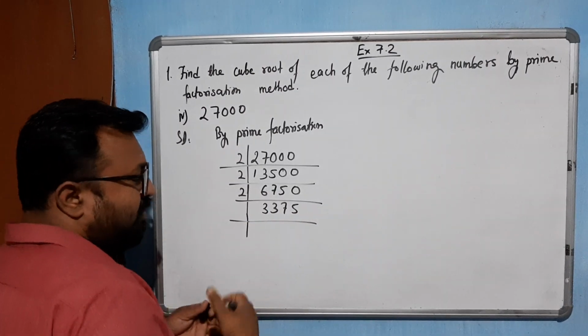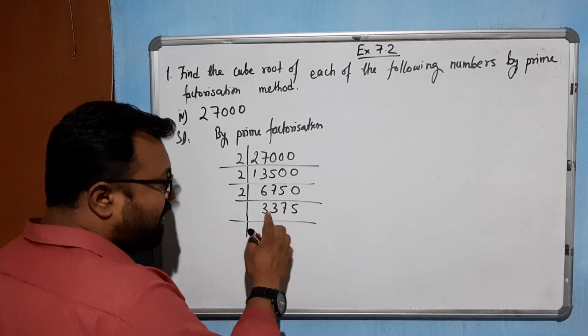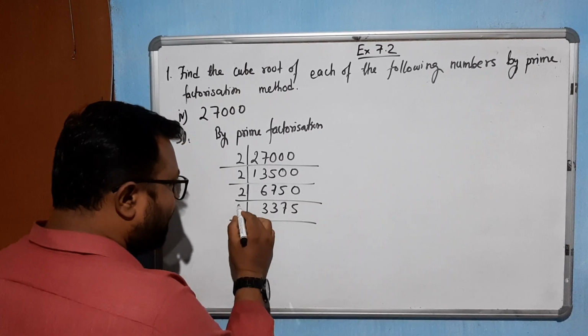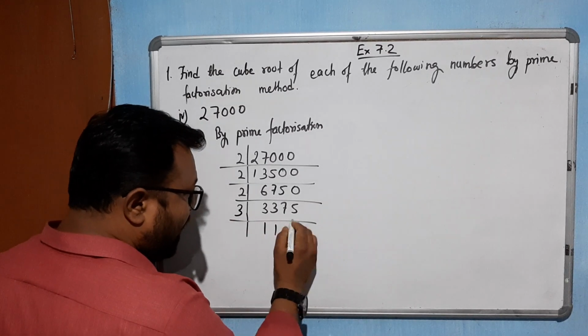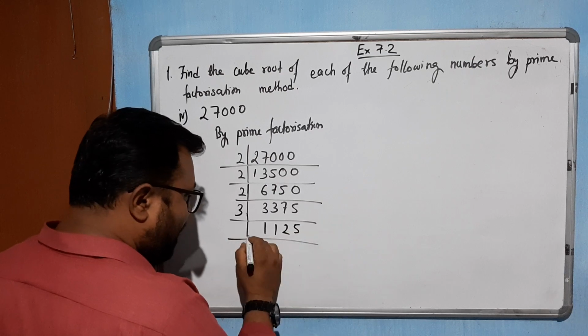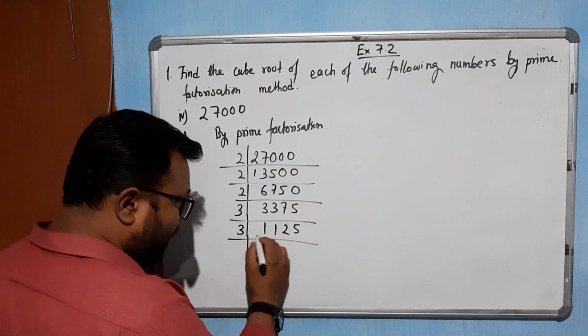Now we will go for the next prime number, 3. Let's check whether it is divisible by 3 or not. 7 plus 3 is 10, 15, 6, 7, 18. 18 is the multiple of 3, so it is possible. 3 1 is 3, 3 2 is 6, so 1 5 will come, 3 5 is 15. Again see 5 6 7 8 9, so it will divide by 3.